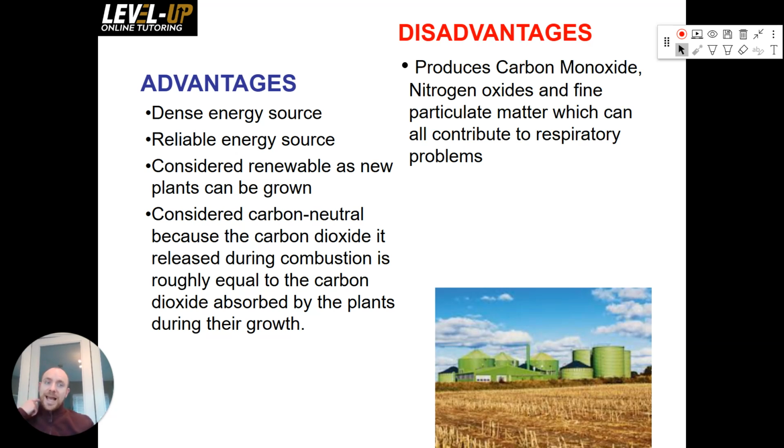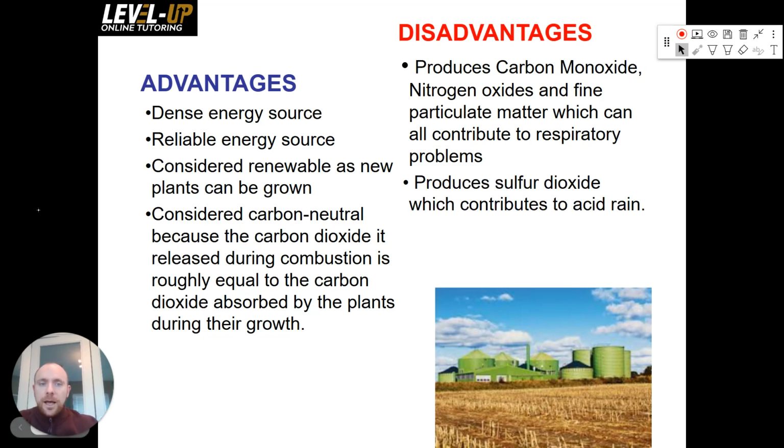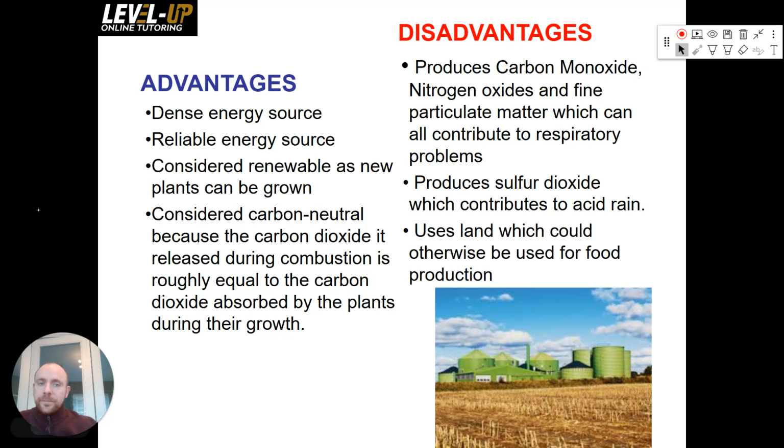Disadvantages though, even though it's not adding to the carbon dioxide, we still get carbon monoxide, which is not good for us. We get nitrogen oxides and fine particles, which are just not very good for us, bad for asthmatics, and just not good for us generally. Sulfur dioxide, also we can get sulfur compounds in those plants, and that could contribute to acid rain. It also uses a lot of land, which could otherwise be used for livestock or food.